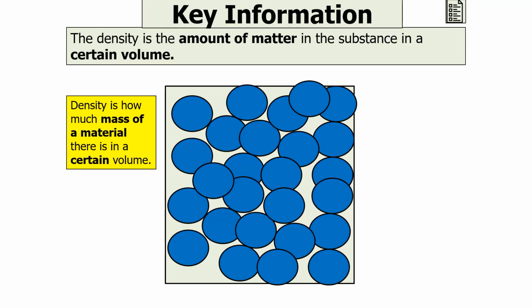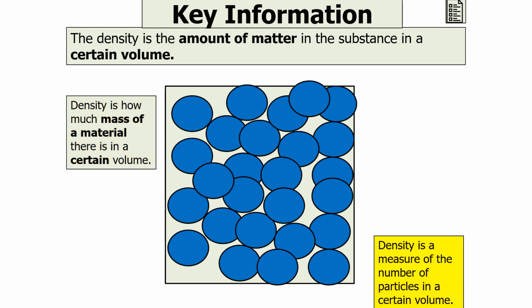So density is the amount of matter in a substance in a certain volume. Density is how much mass of a material there is in a certain volume. You could think of this as a measure of the number of particles in a certain volume, or a measure of the space between the particles in a certain volume. Now this tells us that density could be thought of as a measure of how spread out the particles are in a certain volume for a substance.